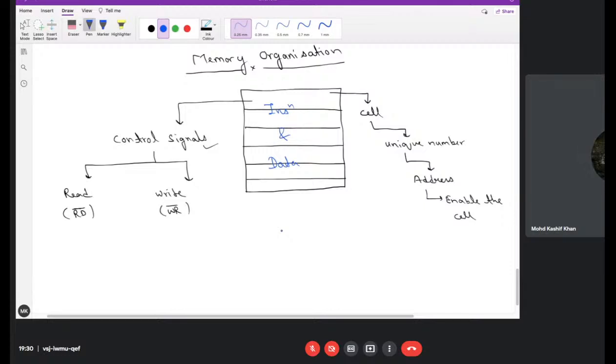Now the next point: memory chip recognizes the control signals to indicate the type of operation.